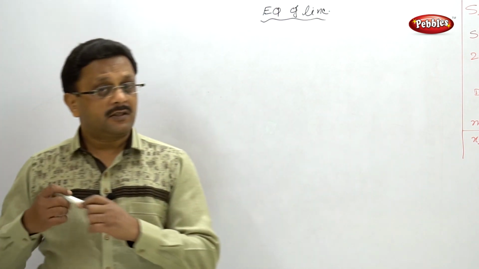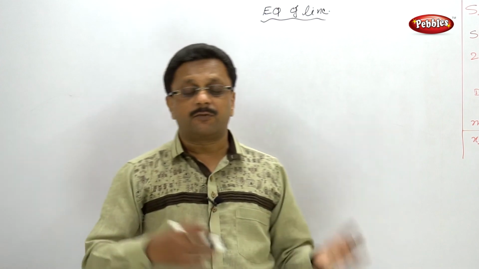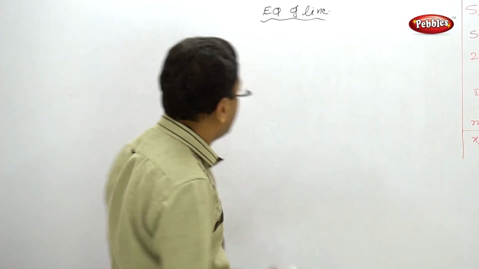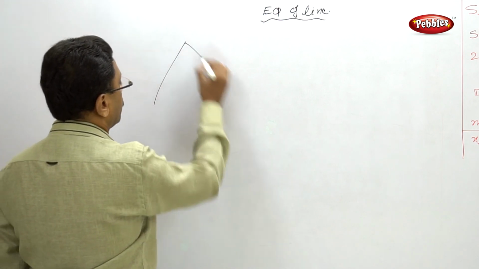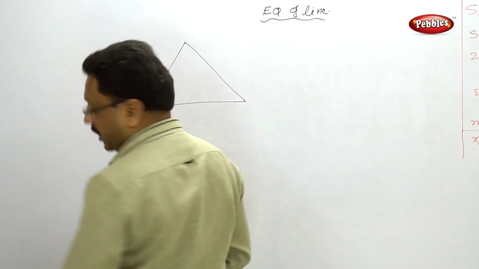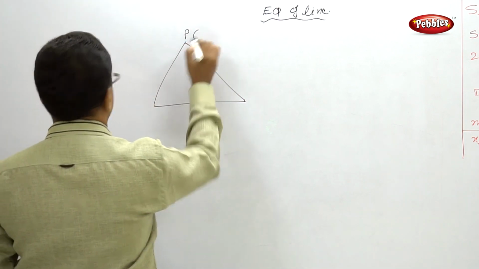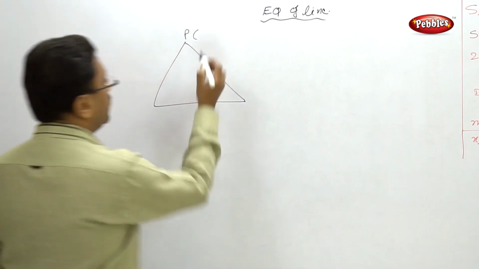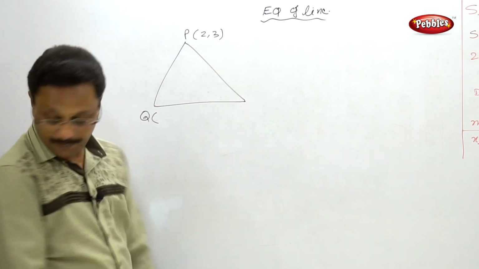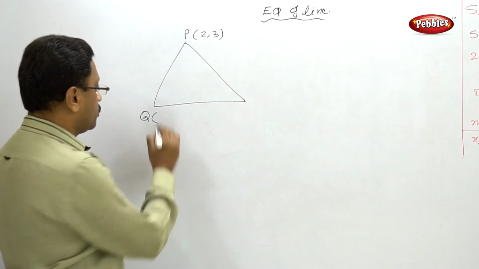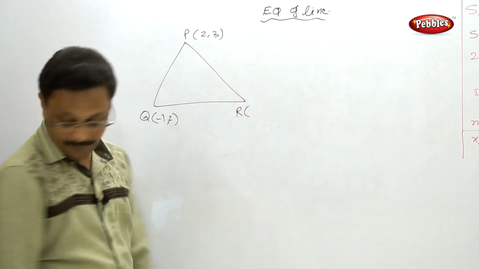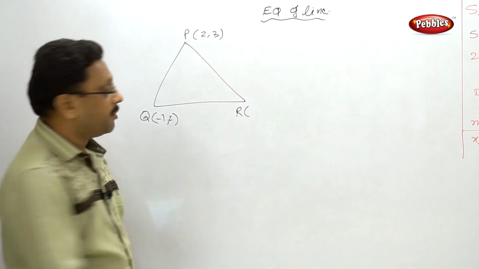Now in such cases, whenever a quadrilateral, parallelogram or triangle comes, draw a diagram. Okay. If P, Q and R are given, P is (2, 3), Q is (-1, 2) and R is (-3, -4).